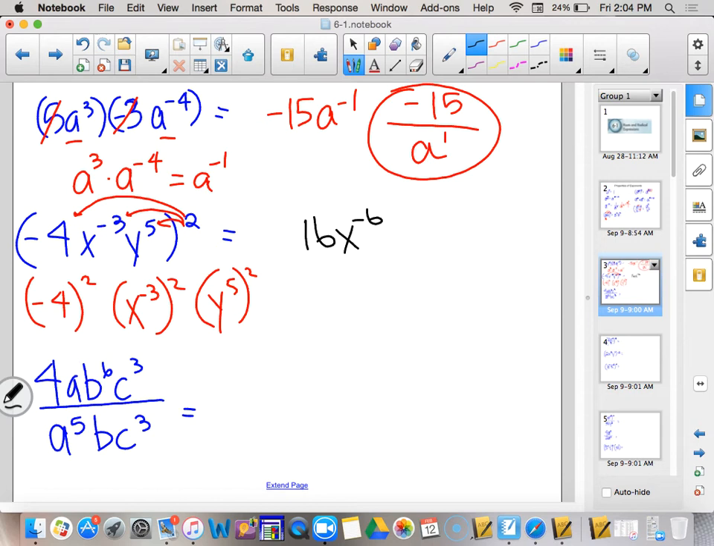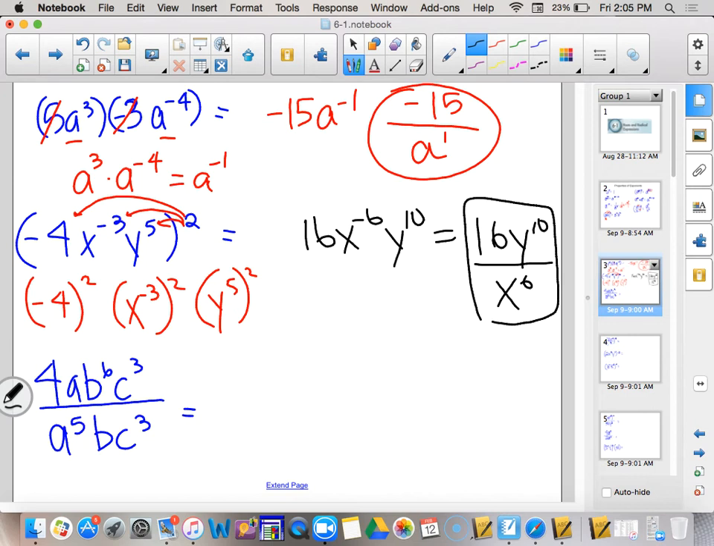I have y to the fifth raised to the second. So what's 5 times 2? Is this my answer? What's wrong with it? I have a negative exponent. I can't have a negative exponent, so that means I've got to move something around. What's going to be moved? That's going to stay on top. What goes to the bottom? X to the 6.